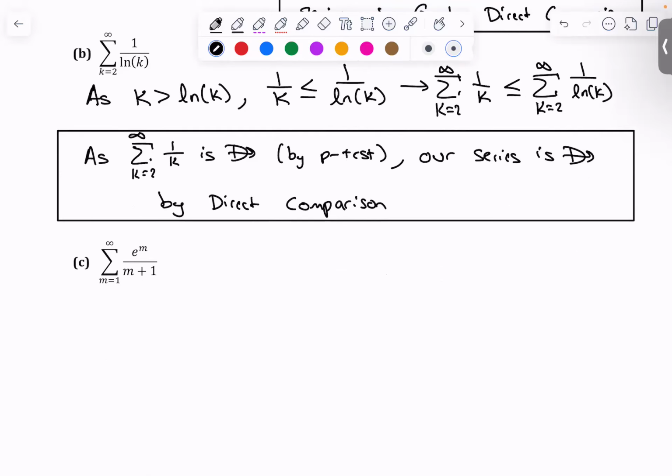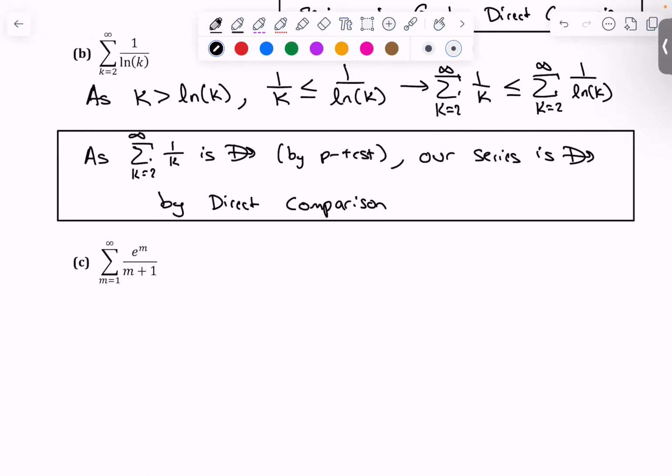This next one, e to the m over m plus 1. What should I use to compare that? E to the m over m? That's good too, but then the question is, what is e to the m over m? Is that convergent or divergent? Yes, you could, with integration by parts, and it would work. It would take a while, but there's a much simpler option.